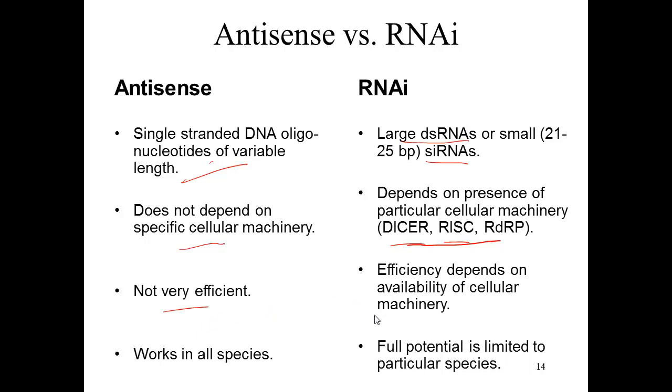It's difficult to get the oligonucleotides into cells. Here in RNAi, this can be a highly efficient process because, again, of enzymatic activity. Antisense in principle works in all species, and RNAi can only be done in certain species. However, they tend to be species that we're very interested in, and it's much more convenient than making genetically modified organisms.